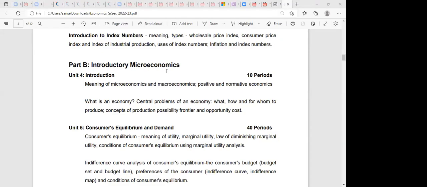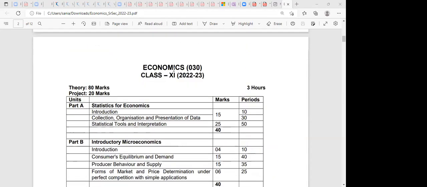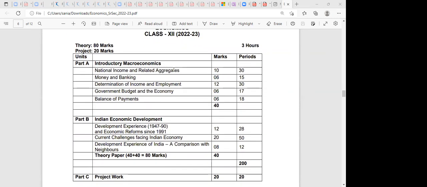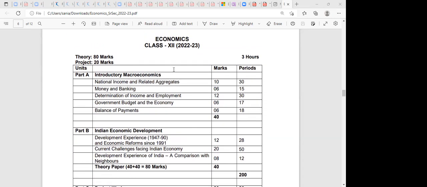Okay, I think you can see my screen, right? So now coming to the 12th portion, what we are going to study in 12th class. So basically we have two books in 12th class. One is Introductory Macroeconomics and one is Indian Economic Development. One is based on your numericals, theory and concepts, and the next is totally based on your theory portion.